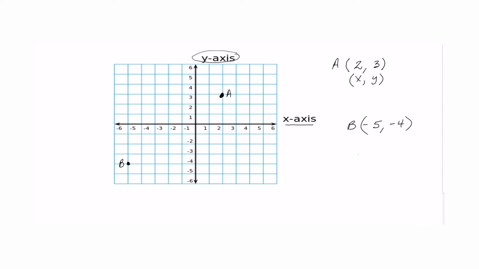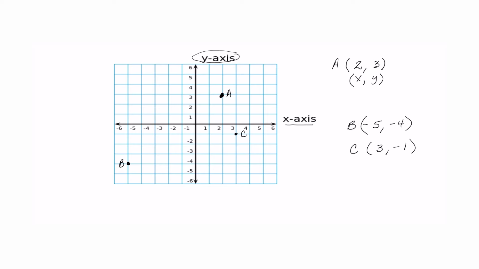So let's do another point. So let's say point C is 3, -1. So we come over to 3 on the x and down to -1 on the y, and that's point C. Okay.